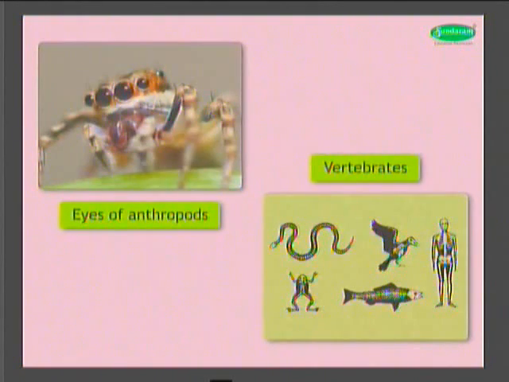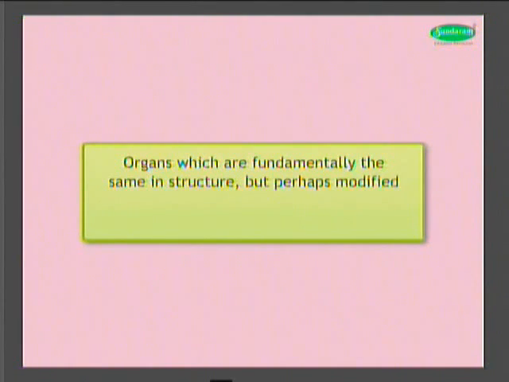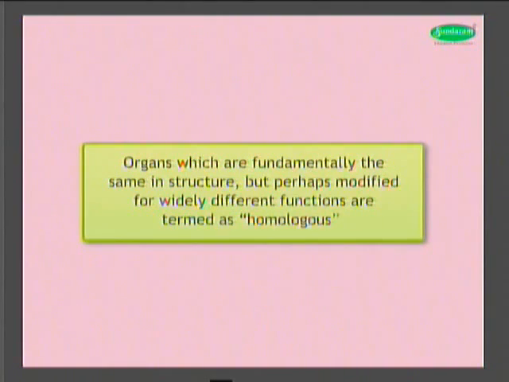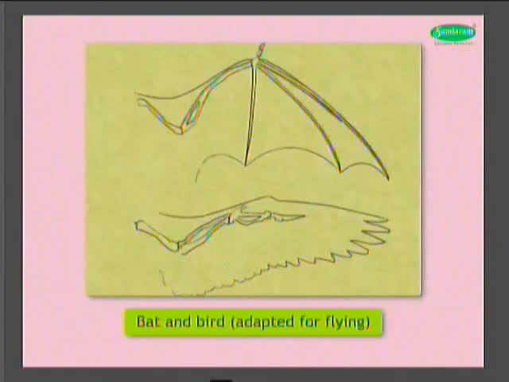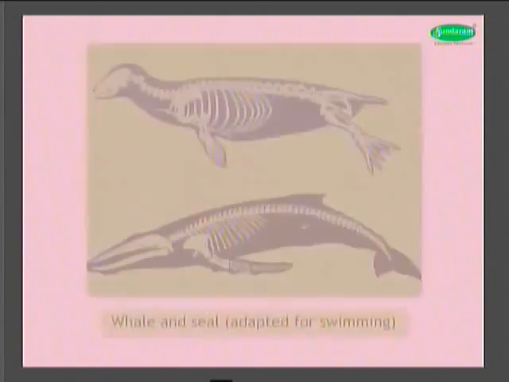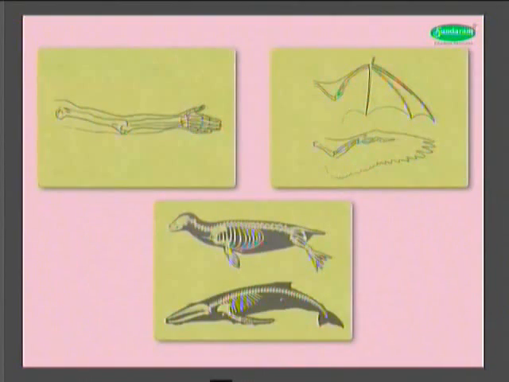and vertebrates. Organs which are fundamentally the same in structure but perhaps modified for widely different functions are termed as homologous. Example, the forelimbs of man adapted for handling, bat and bird adapted for flying, whale and seal adapted for swimming have the same principal skeletal composition.